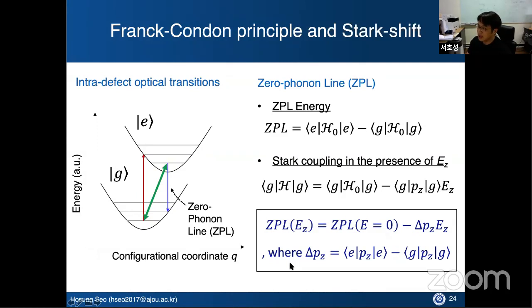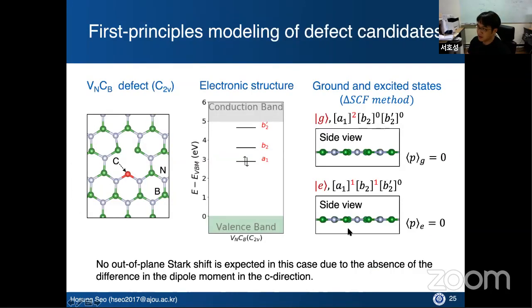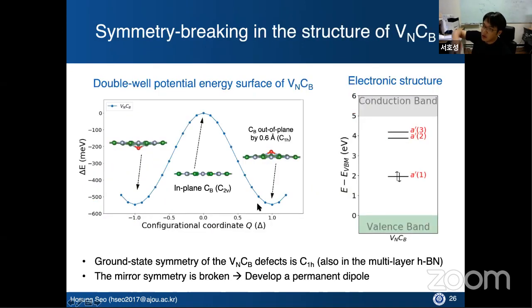The key finding, because I'm running out of time, is that I considered several possible defect models which can be used as defect candidates for single photon emitters in hBN. And then I found that this out-of-plane Stark shift is basically related to symmetry breaking in the atomic structure of these defect models.